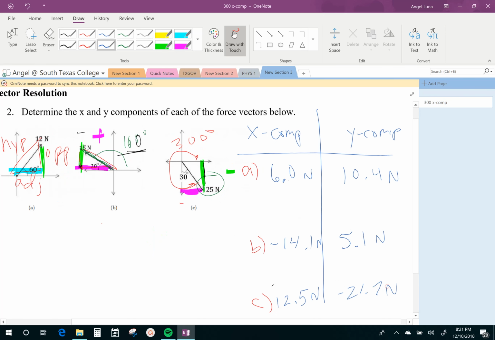Now here are your answers. X and y components of A, B, and C.